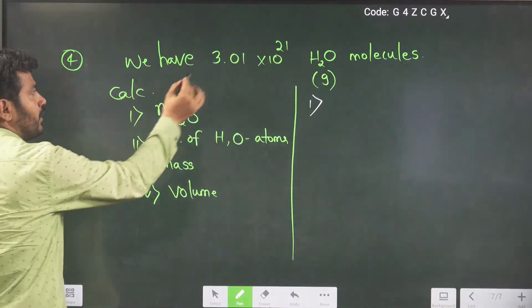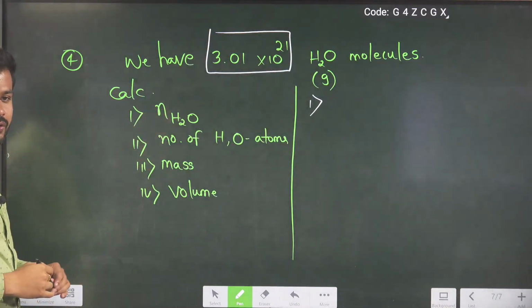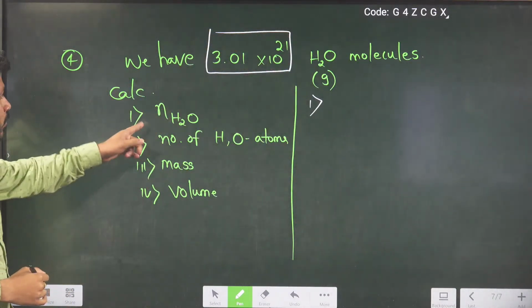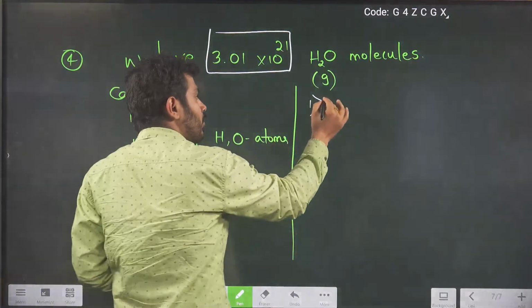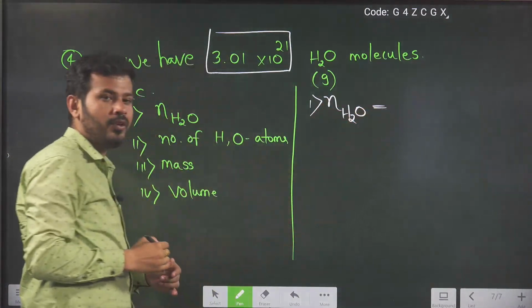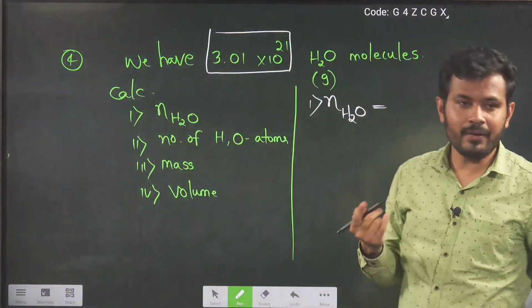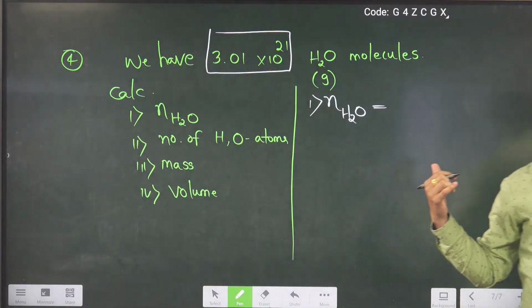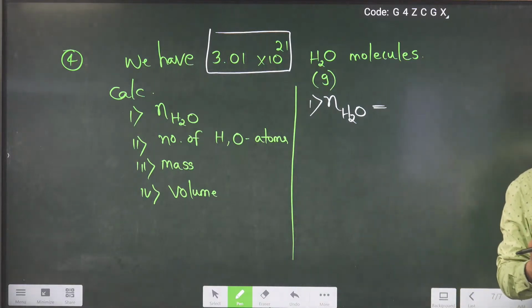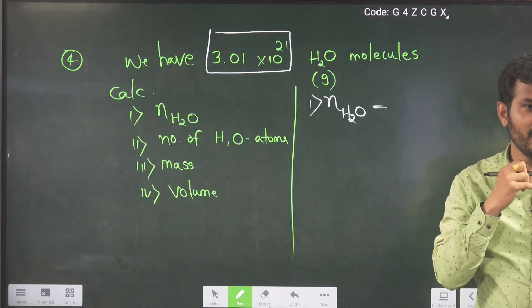What is there with us? We have these many H2O molecules with us. Given number of H2O molecules there. So we have to calculate number of moles. What is the formula of number of moles from the Y map? What formula are we going to use? Please let me know. Pujita, 2 into 10 to the power of minus 2. 0.5 into 10 to the power of minus 2. Okay. Given mass by molar mass.